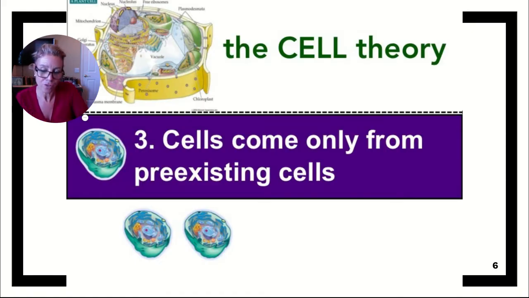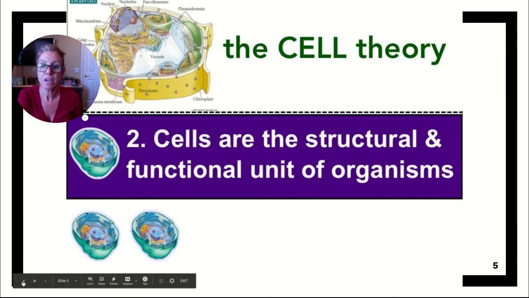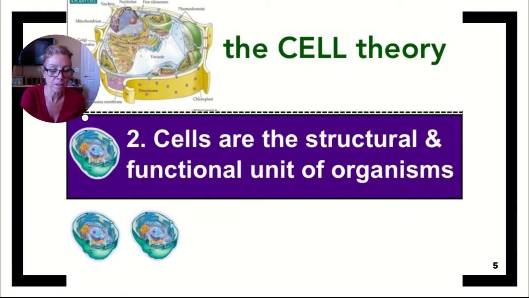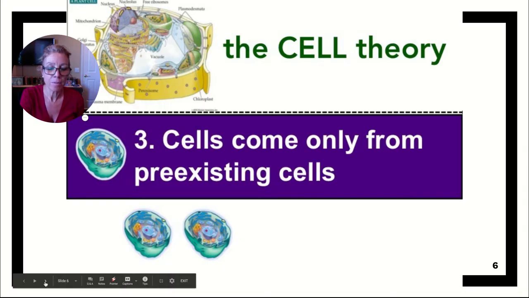So on your notes for the cell theory, all living things are composed of cells. The cell is the structural, here, I'll back it up so you can see it. The cells are the structural and functional unit of organisms. And then number three is cells come only from pre-existing cells.